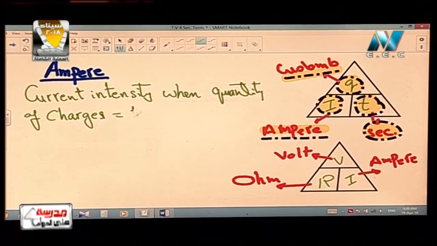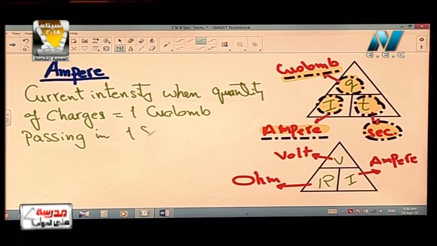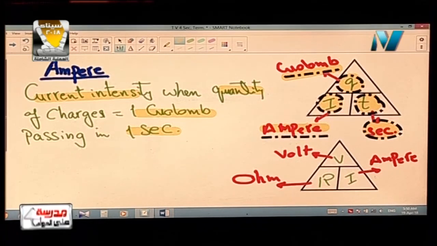Equal 1 coulomb passing in 1 second. So we talk about current intensity, the quantity of charge equal 1 coulomb, time equal 1 second, from the magic triangle. And we have another definition of ampere.